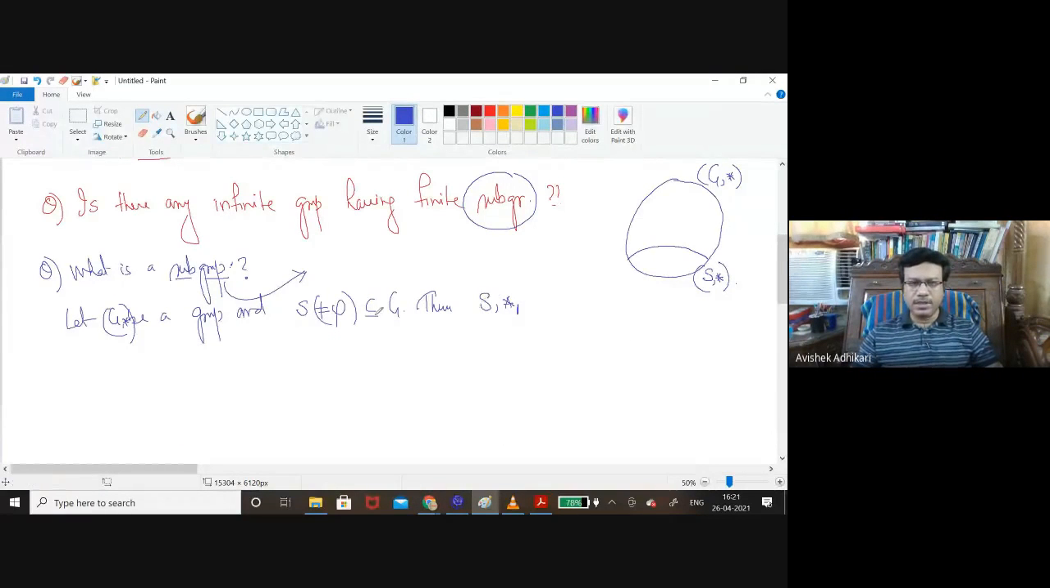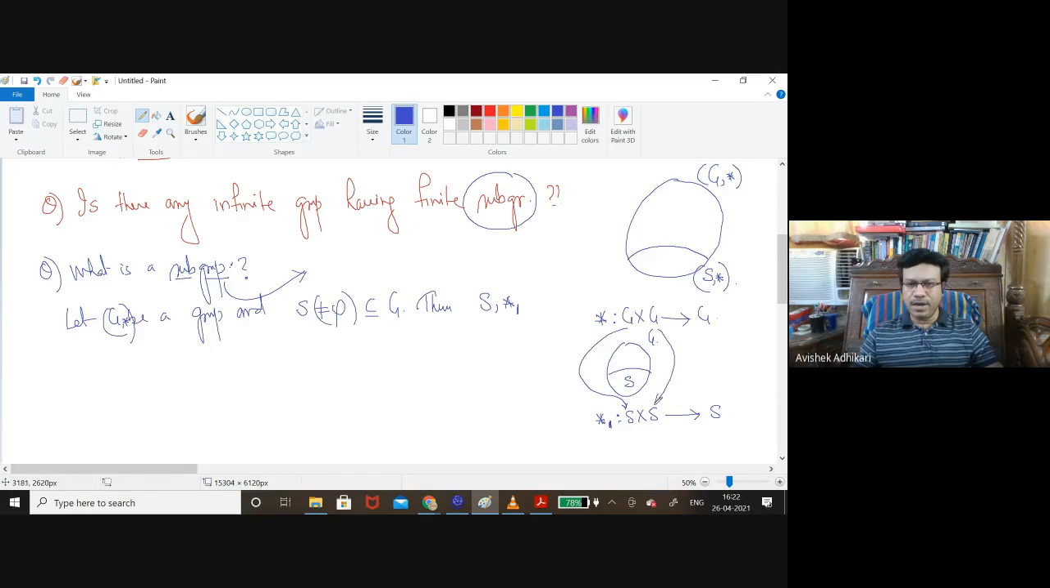As I mentioned, this star is a binary operation, a function from G × G to G. Now look, S is a non-empty subset of G. If I restrict my star to, say, star one from S × S to S, see, it's a restriction. All the elements are not coming from G but coming from S. That's why it's a restriction.